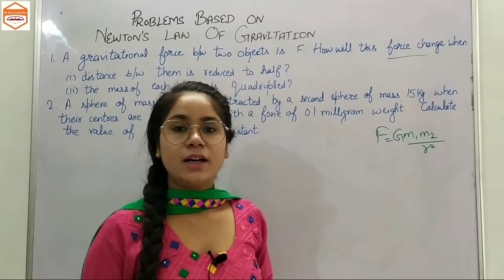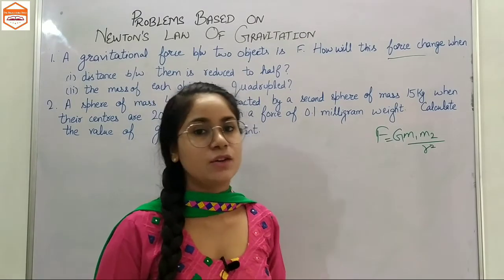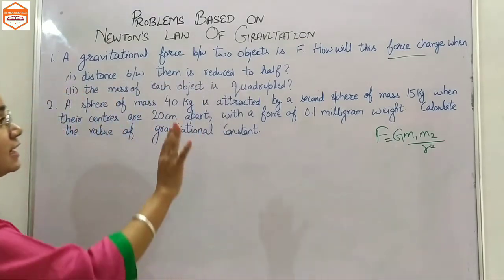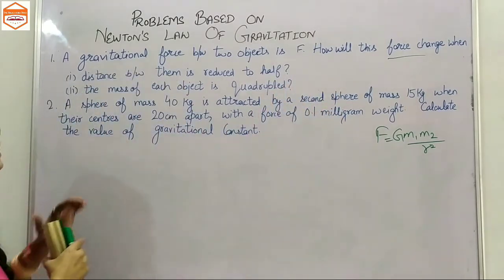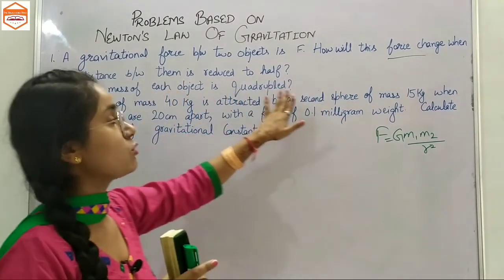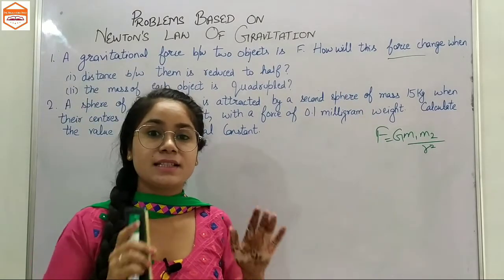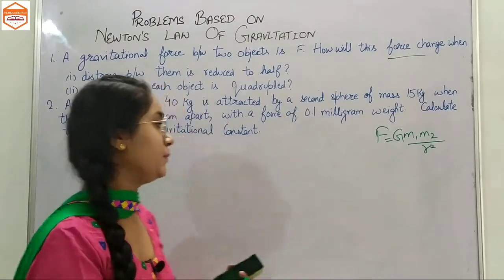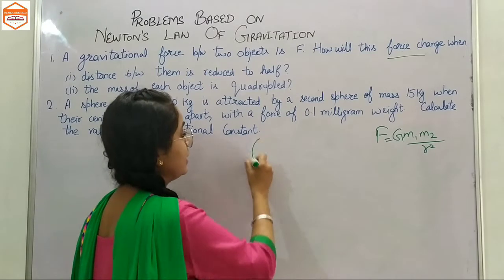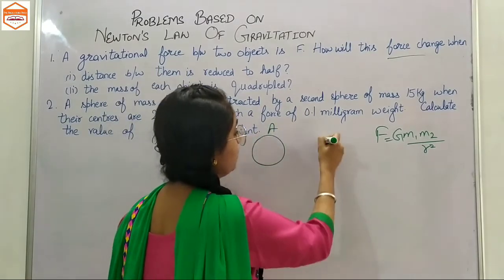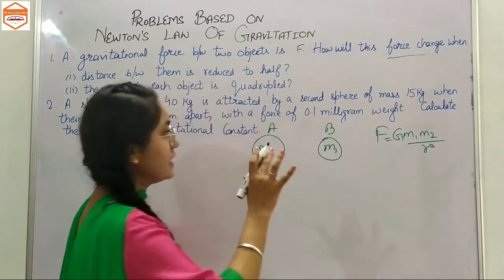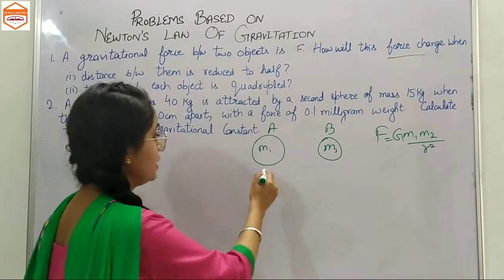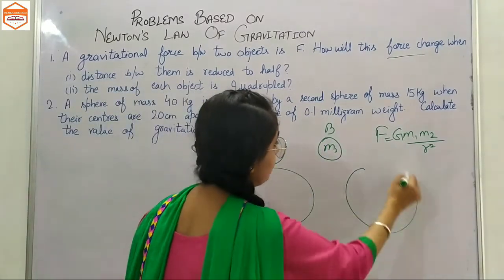Now let's move on to the second part of the first problem, which asks how this force will change when the mass of each object is quadrupled. That means the mass would become 4 times. Now we had two objects, A, B, of masses m1, m2. As the mass has become 4 times, these would be like this.